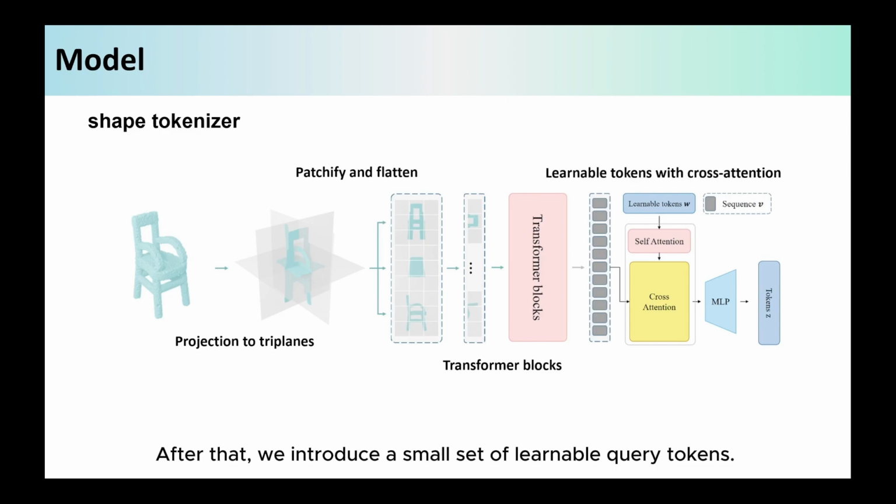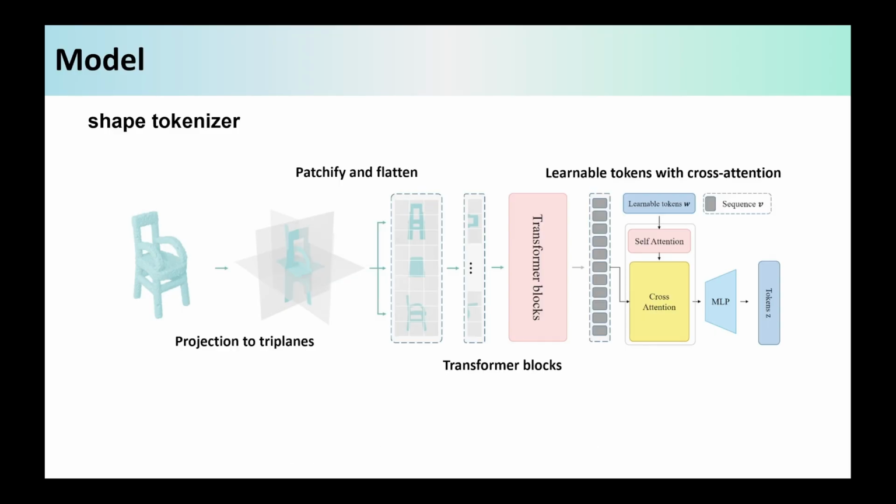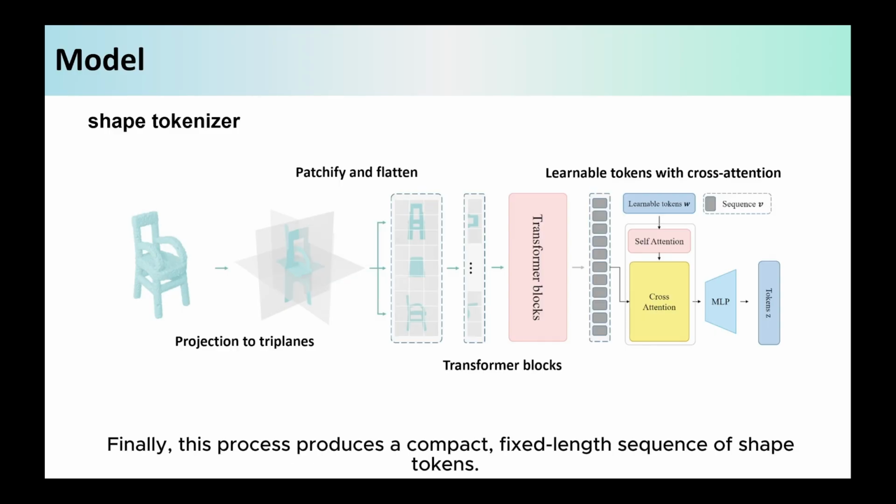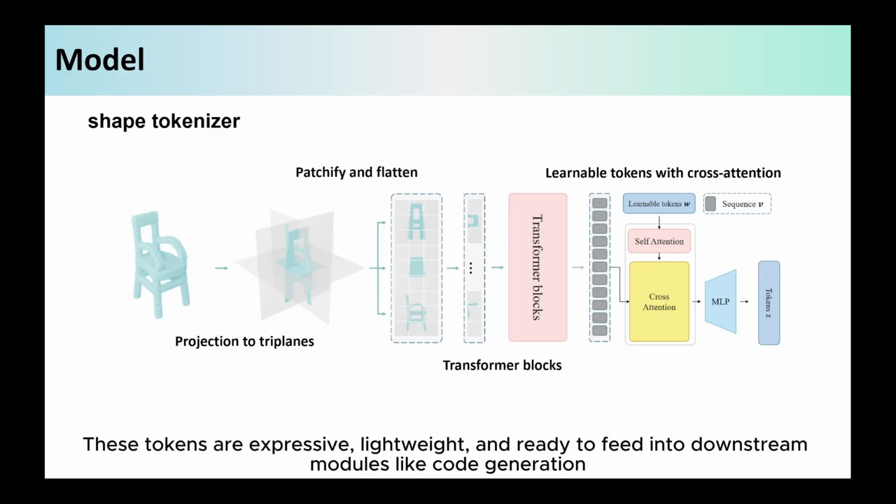After that, we introduce a small set of learnable query tokens. Through cross-attention, they gather and compress information from all the patches, forming a distilled summary of the shape. Finally, this process produces a compact, fixed-length sequence of shape tokens. These tokens are expressive, lightweight, and ready to be fed to downstream modules like code generation.